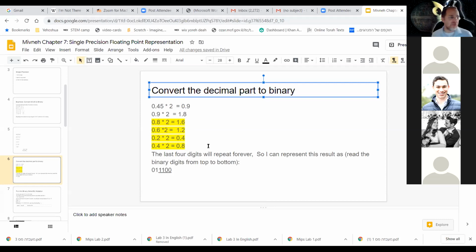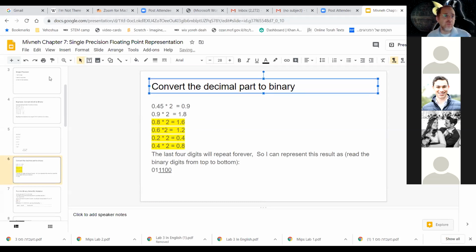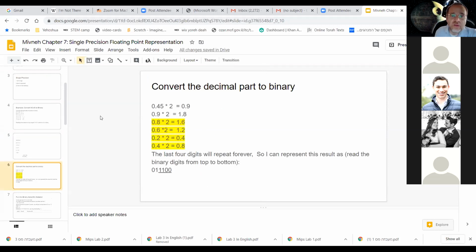You can stop after 23 digits. That is what I mean over here when I say the mantissa is 23 digits. In other words, we need to have 23 digits, but we're going to stop at this infinite loop. We can stop our process here, and we'll remember that it's infinite, and we'll read it now from top to bottom: 0, 1, 1, 1, 0, 0, 0, 1, 1, 0, 0, and the 1, 1, 0, 0 I underlined to indicate that it's repeating, because I couldn't do an overline in Google Slides. But imagine that's an overline; underlined means it's repeating.